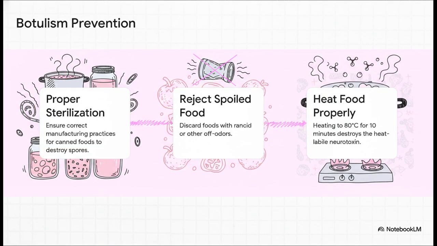It centers on proper sterilization practices and canning to destroy the bacteria's spores so they can't grow and produce the toxin. And on a practical level, it means rejecting any spoiled or damaged canned goods. But there's a final safety net. The toxin itself, luckily, is destroyed by heat. Heating food to 80 degrees Celsius for 10 minutes will destroy the neurotoxin.